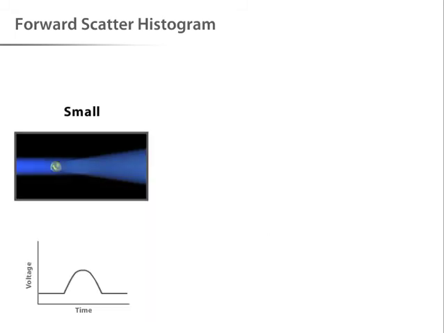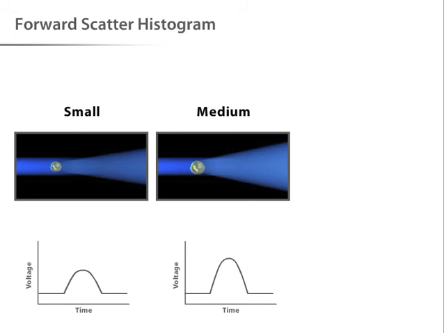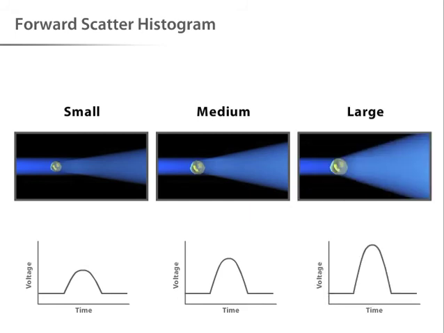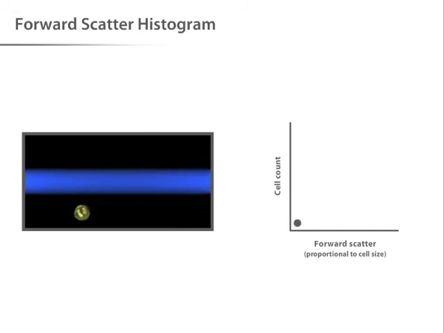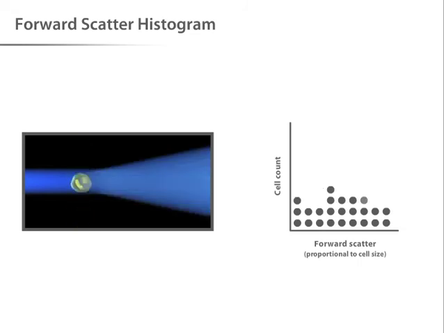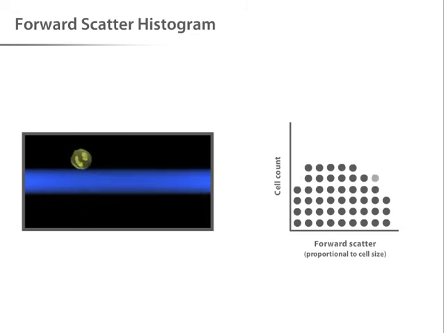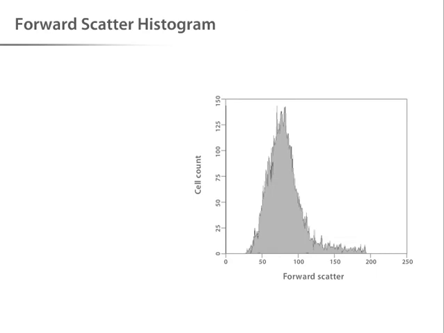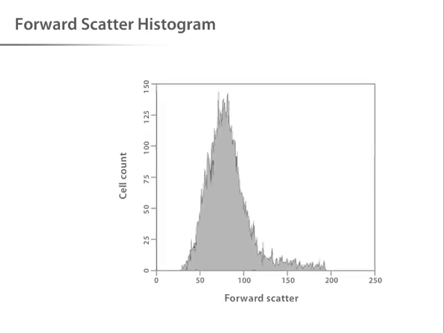Because small cells produce a small amount of forward scatter and large cells produce a large amount of forward scatter, the magnitude of the voltage pulse recorded for each cell is proportional to the cell size. If we plot a histogram of these data, smaller cells appear toward the left and larger cells appear toward the right. A histogram of forward scatter data is a graphical representation of the size distribution within the population, but such a graph only presents one-dimensional data.